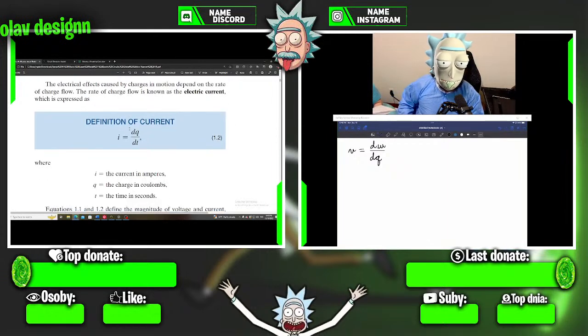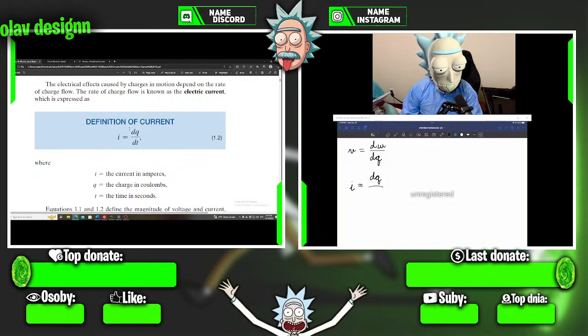It's not that hard. The electrical effects caused by the charges in motion depend on the rate of charge flow. The rate of charge flow is known as the electric current, which is expressed with this formula. I is current. Instead of dW over dQ, it's dQ over dt. Same logic from earlier.